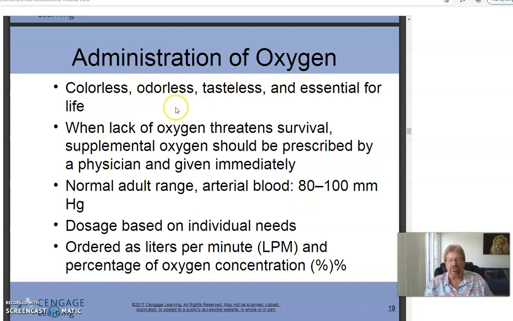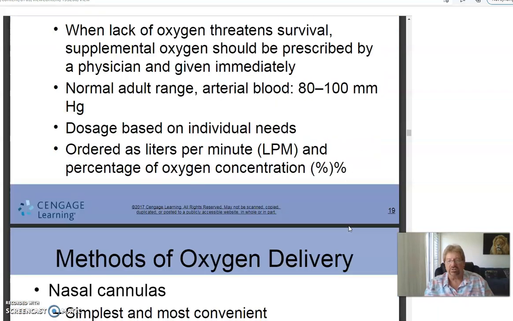Administration of oxygen, colorless, odorless, tasteless, essential for life. When lack of oxygen threatens survival, supplemental oxygen should be prescribed by a physician, given immediately. Normal adult range, arterial blood is 80 to 100 millimeters of mercury. Oxygen saturation of blood, guys, should be in the 90s, and it's easy to measure that. You'll learn how to do it in the lab. They put a little spring-loaded device on your finger, and it measures it. Dosage based on individual needs. Order is liters per minute. Now, this is when you're given supplemental oxygen, liters per minute, and percentage of oxygen concentration.